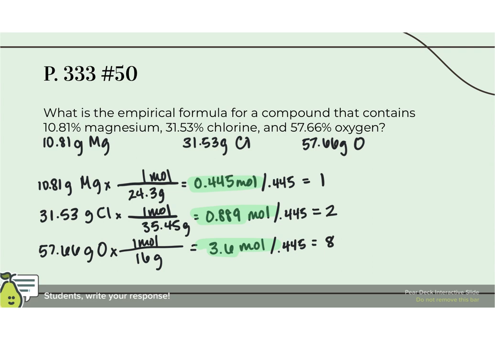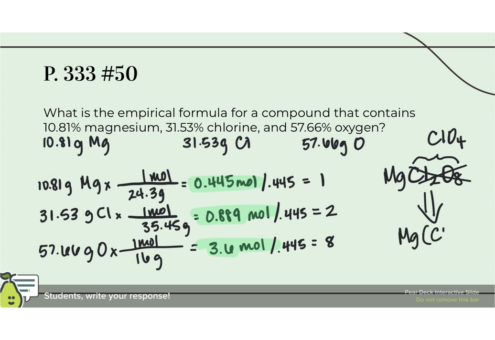I got whole numbers. So I'm going to look here and see that I have Mg, there's just one of them, Cl2O8. But if I look, when I have Cl and O, this is not a polyatomic ion. If I look on my polyatomic ion chart, ClO4 is a polyatomic ion, but Cl2O8 is not. So I want to change this into Mg(ClO4)2. Okay?